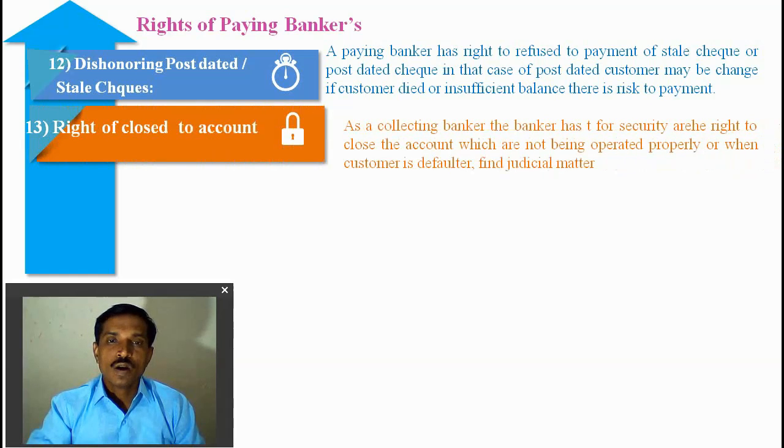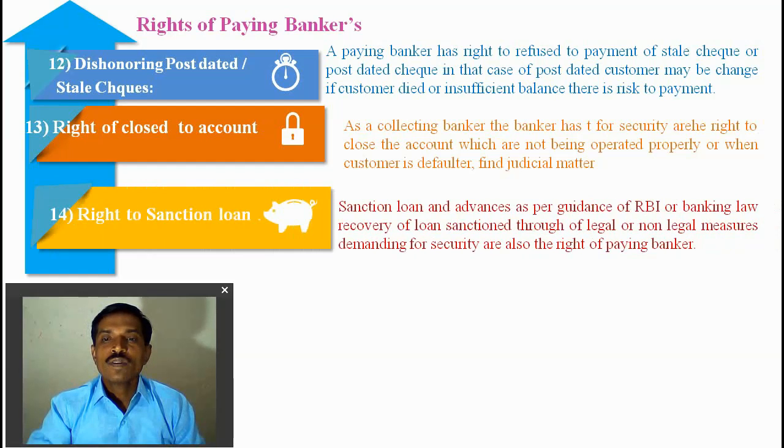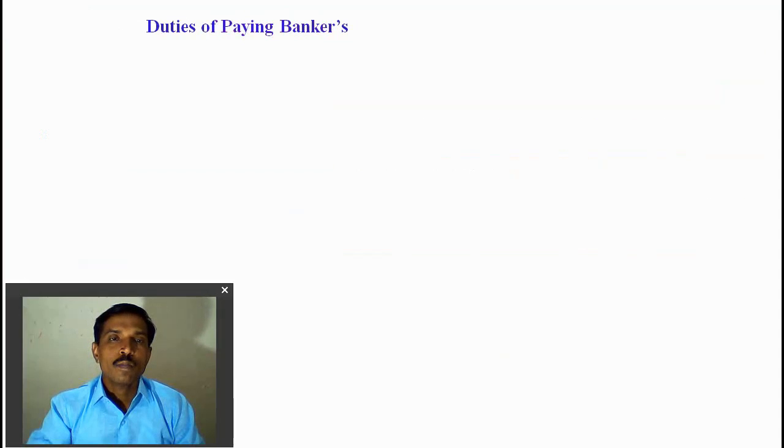Right to close the account. As the collecting banker, for security the banker has the right to close accounts which are not being operated properly, or where the customer is a defaulter in a judicial matter. So the paying banker also has the right to close a customer's account. Right to sanction loans: loans and advances are sanctioned as per RBI guidelines and banking law. Recovery of loans through legal or non-legal measures and demanding security are also rights of the paying banker. So these are the rights of the paying banker.